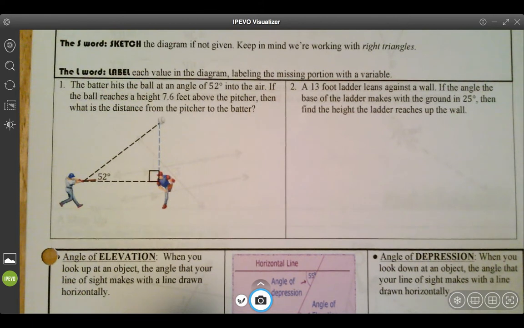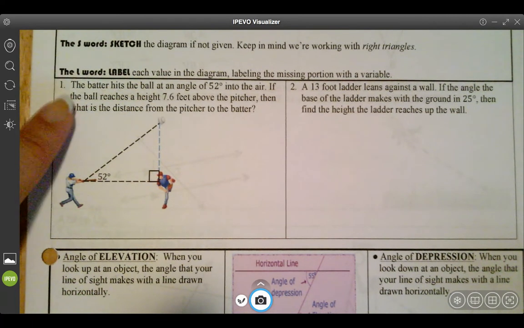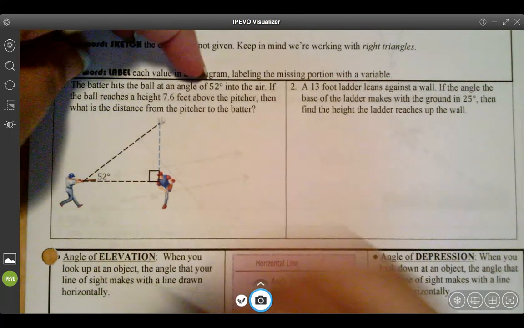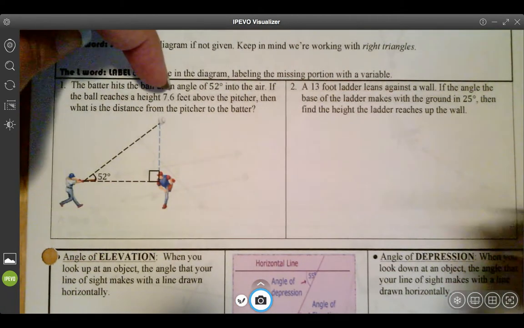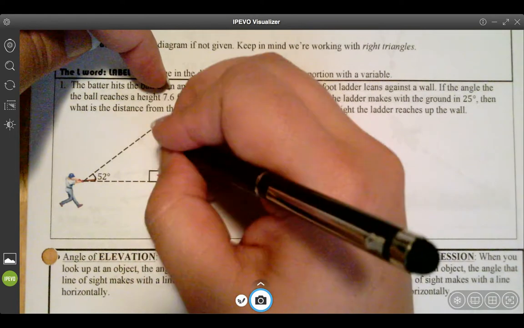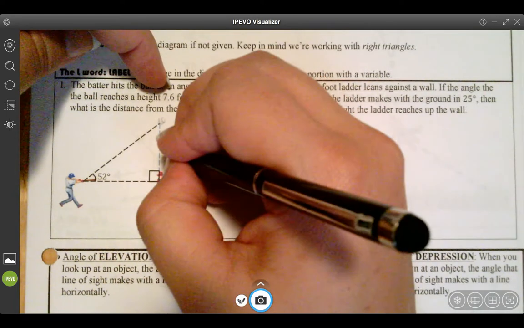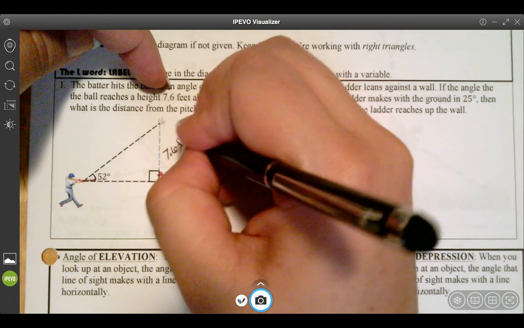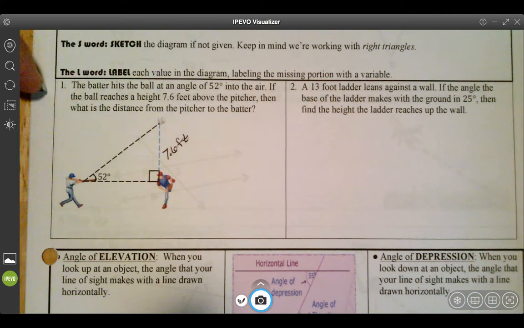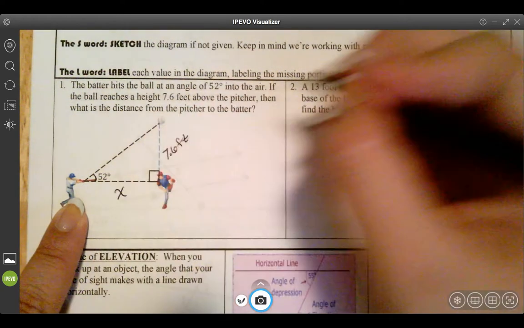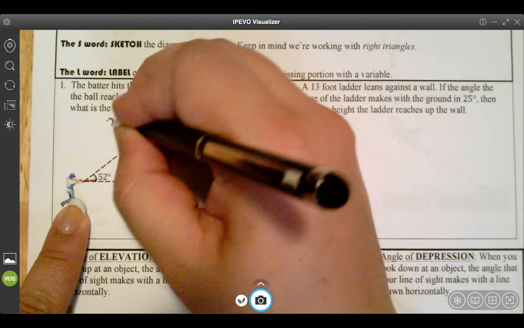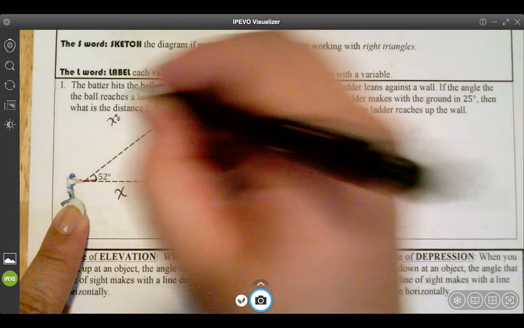I'm going to reread the problem and label the diagram as I go. The batter hits the ball at an angle of 52 degrees. If the ball reaches a height of 7.6 feet above the pitcher, so here's the pitcher, above the pitcher is 7.6 feet. What is the distance from the pitcher to the batter? So this is what we're looking for. X is the distance from the pitcher to the batter.